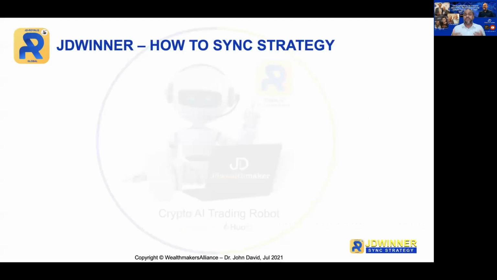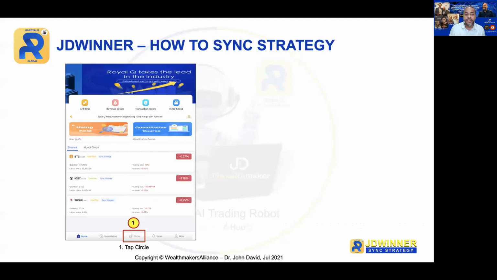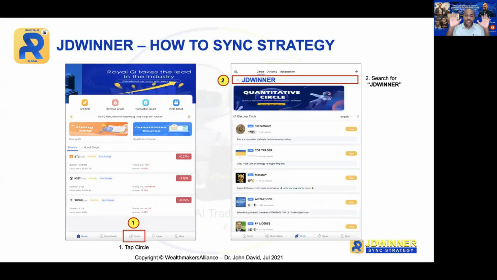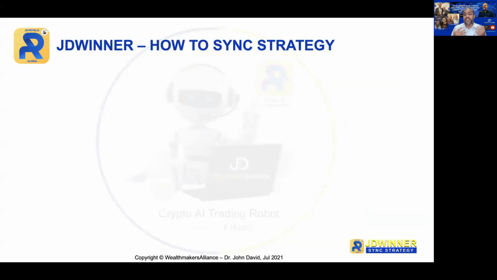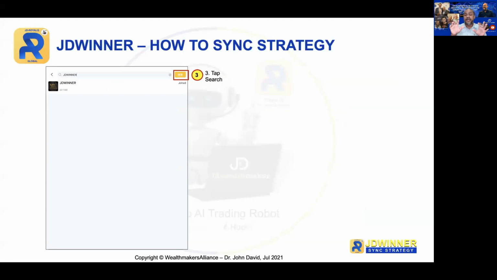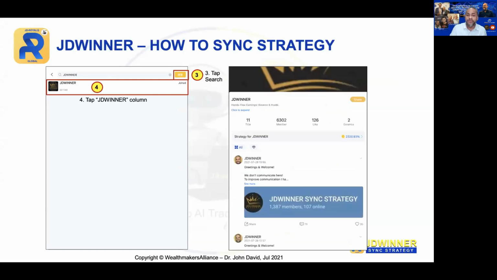So now, how can we perform the Sin Strategy? The first thing you need to do is get into your bot. Once your bot is already installed, get into your bot and click on the circle at the bottom there. Once you have clicked the circles, next you go to the search button and search for JDWINNER. It will then bring you to the next page. In the next page, you will see a yellow button there to search. Click the search, and then there will be JDWINNER, ID number 1146. So click on that JDWINNER. It will then bring you to the next page.